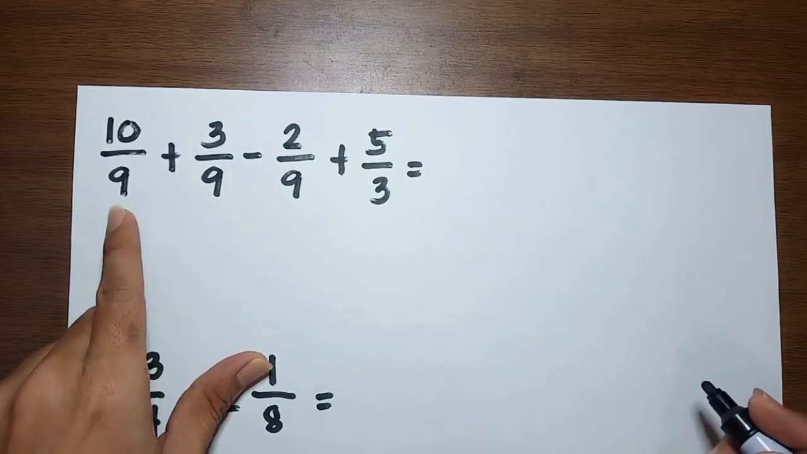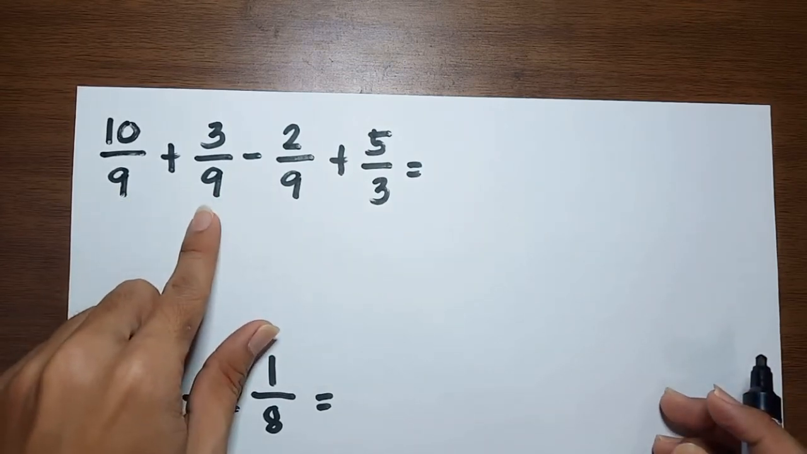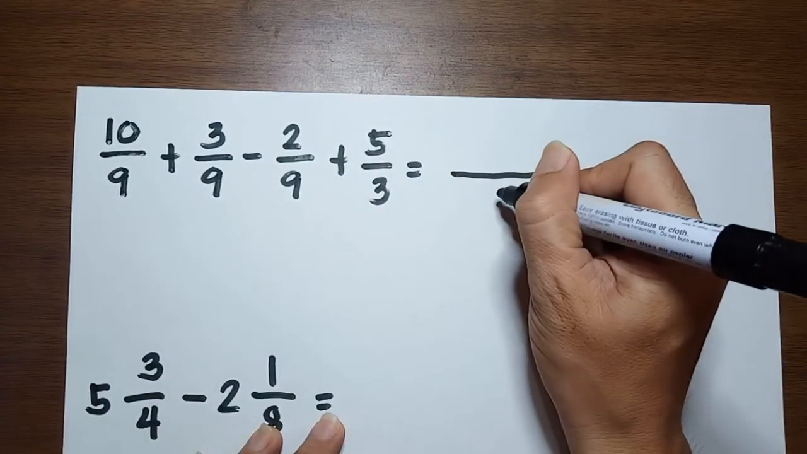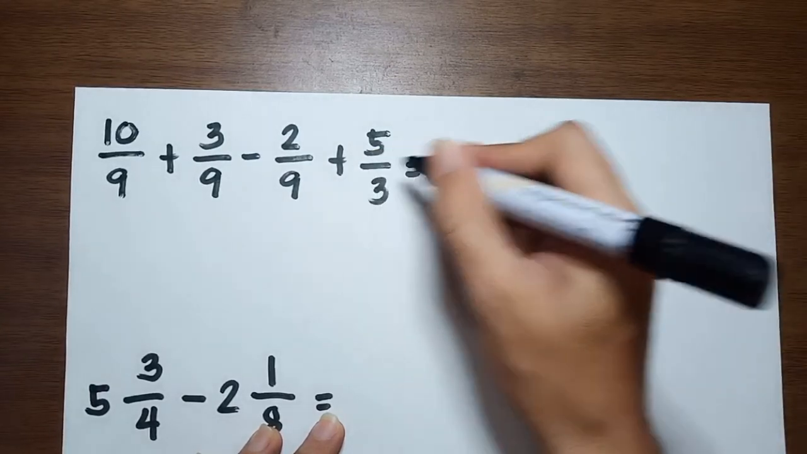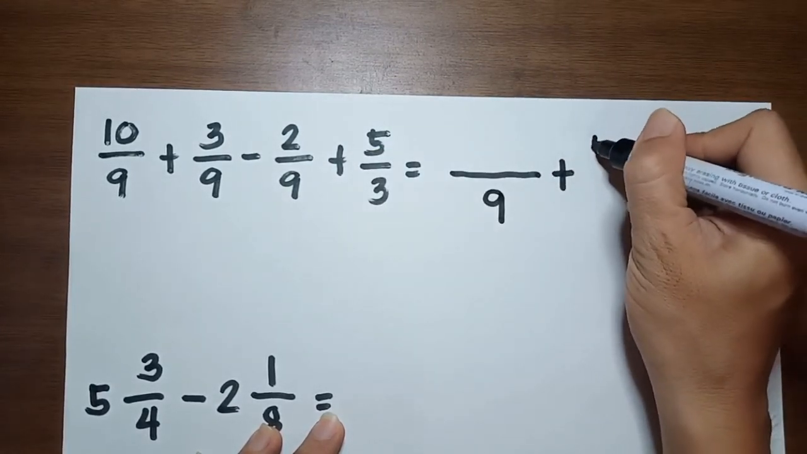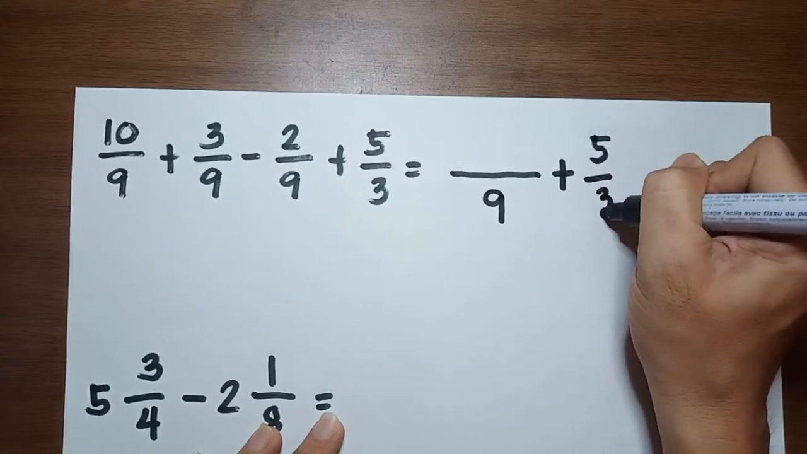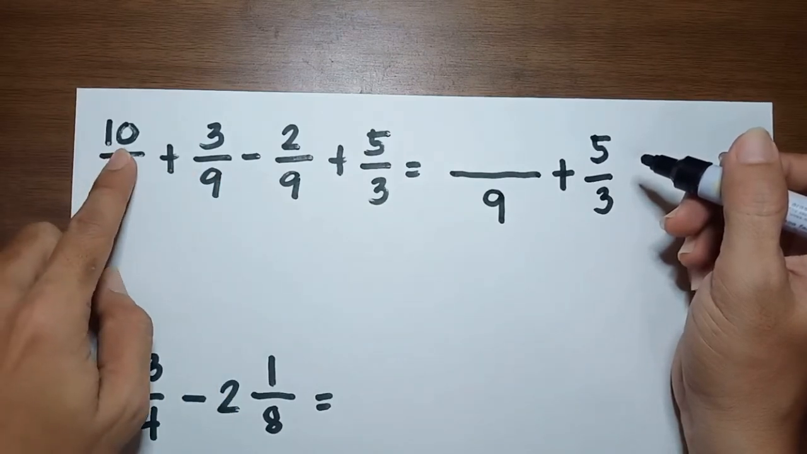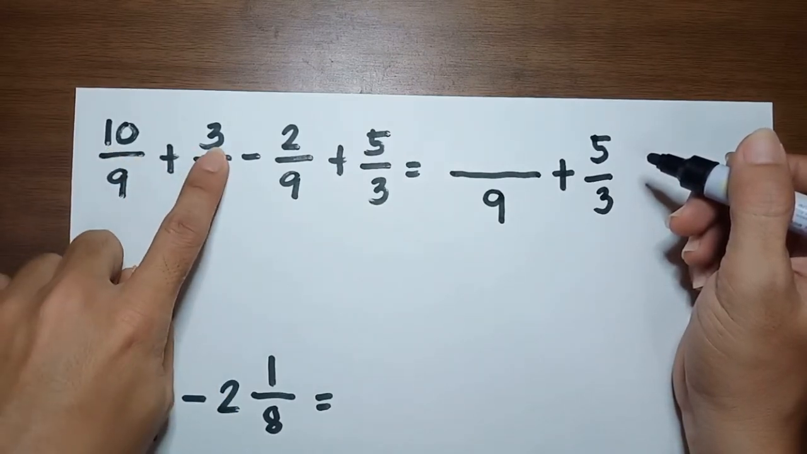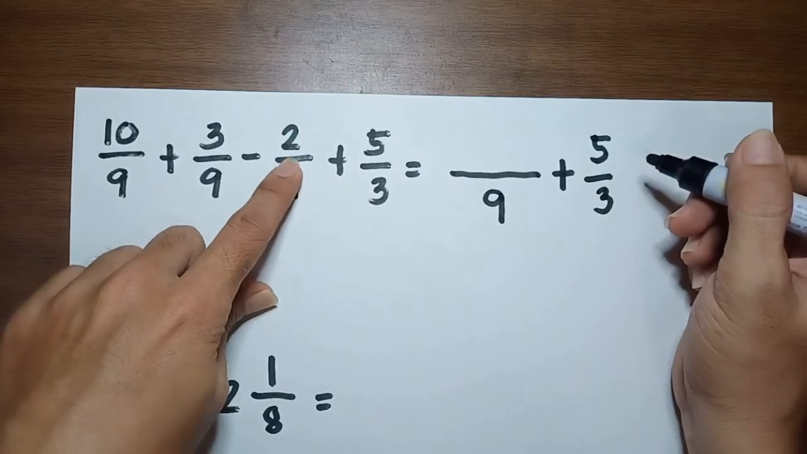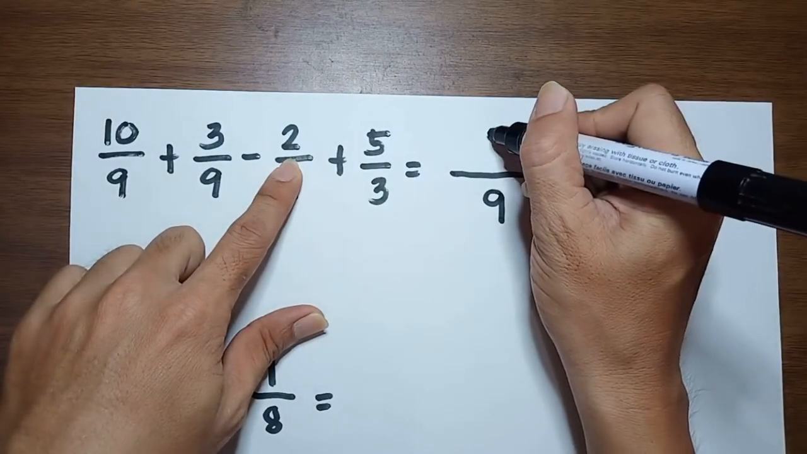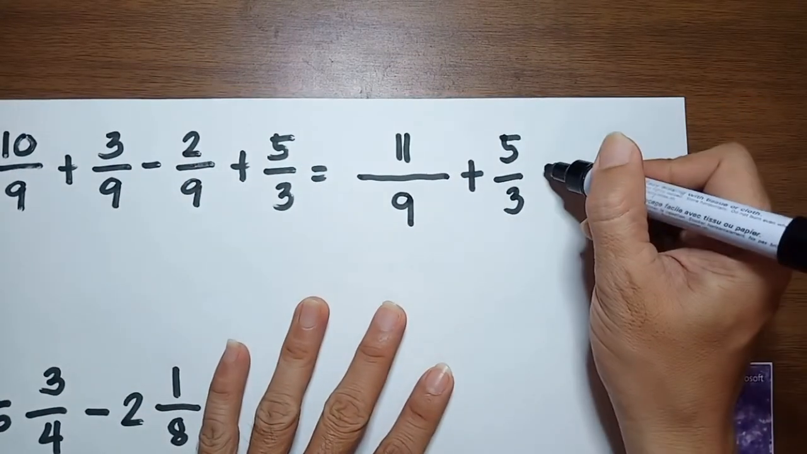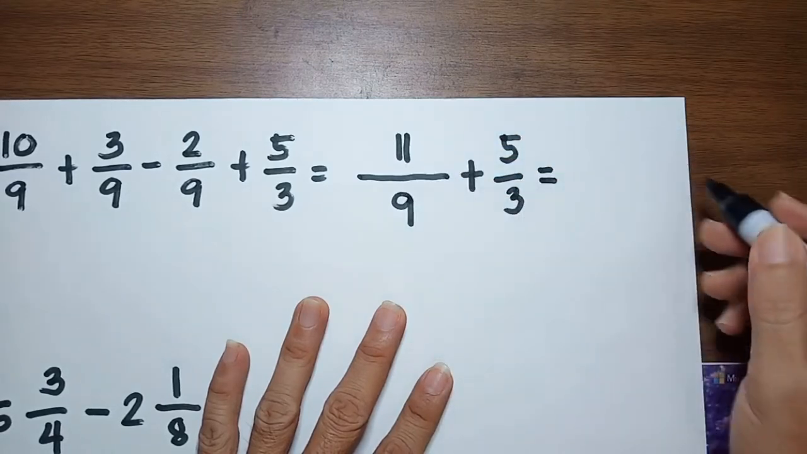So for this example, we will combine these 3 fractions, 10 over 9, 3 over 9, and 2 over 9. So we have, since these are similar fractions, we just simply copy the denominator 9. Then we copy first the 5 over 3. We just leave it 5 over 3 here. So we add and subtract the numerator, that is 10 plus 3 is 13, minus 2 is 11. So this is 11 over 9. Then afterwards, we are left to these 2 fractions.